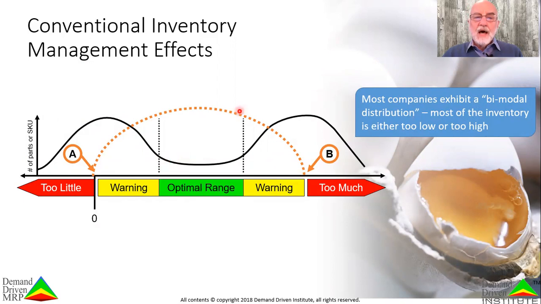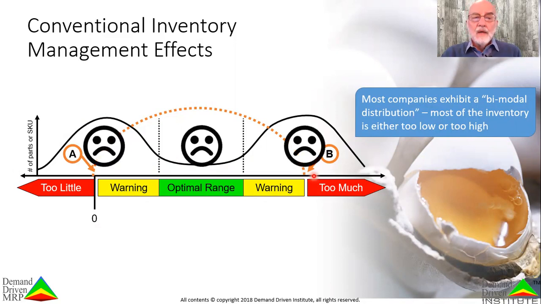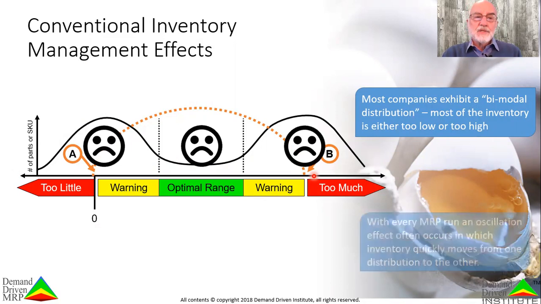Because this dotted line represents the return on the investment that you are making in your stock. And ideally, if possible, we want all our items to be sitting in this optimal range where we're going to get a maximum return on our investment. Down here, we're getting no return on investment. In fact, it's costing us money to expedite. And over here, we're not getting a return on the investment because we spent too much and we're just not getting a return. So this is a very unhappy situation to be in.